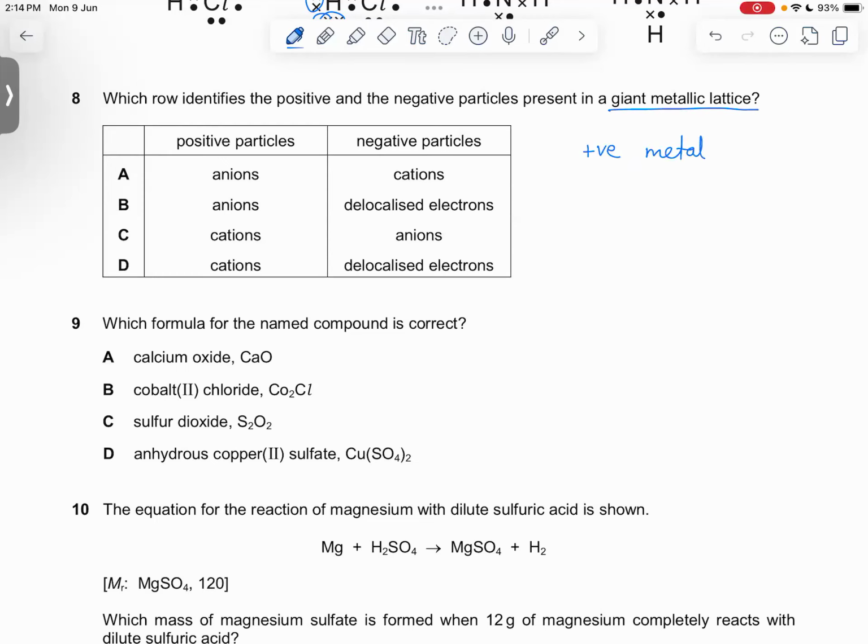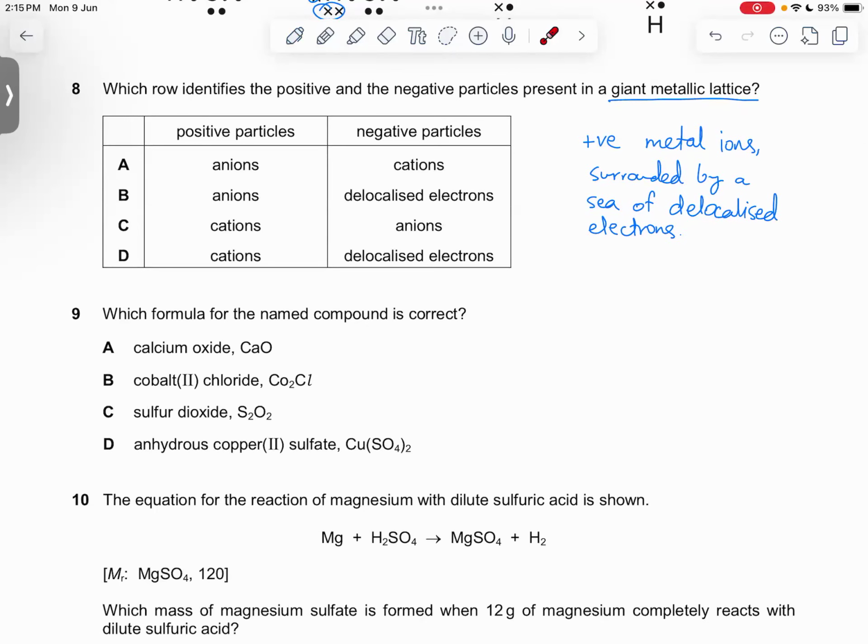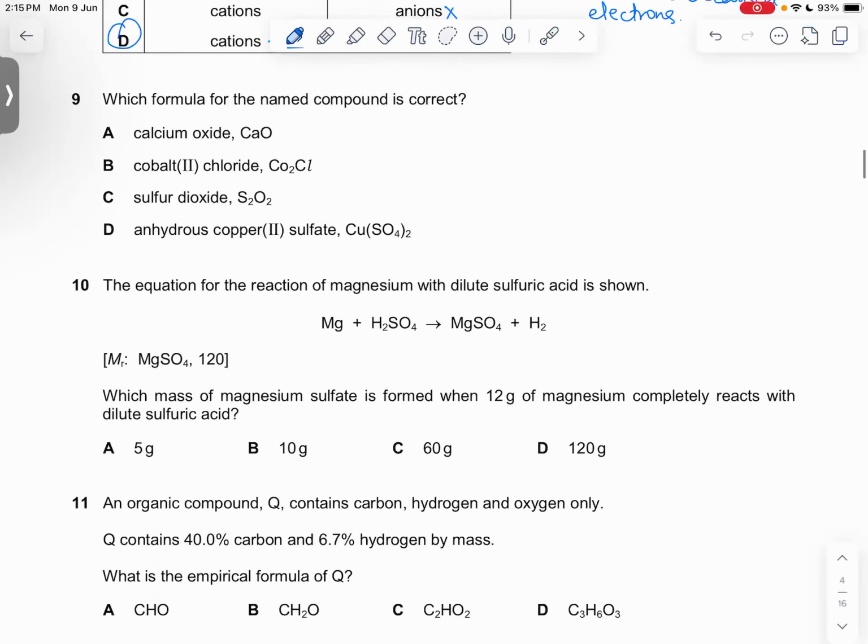Positive metal ions surrounded by a sea of delocalized electrons. All right. So that is what it is. Now next, positive particle meaning positive metal ions, which are cations. So answer could either be C or D. But now because it is a giant metallic lattice, the negative one could not be anion. So the correct answer would be cations and delocalized electrons.